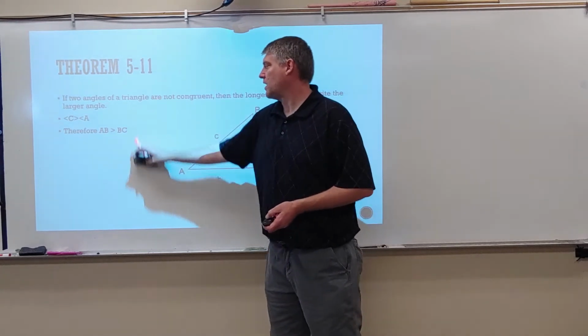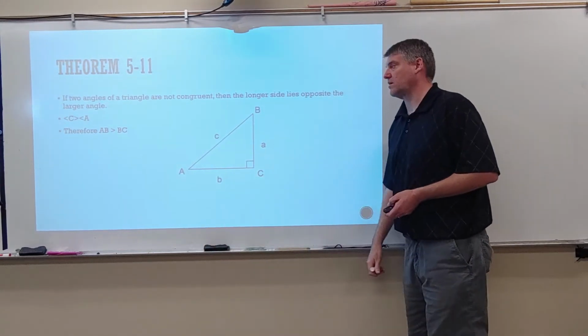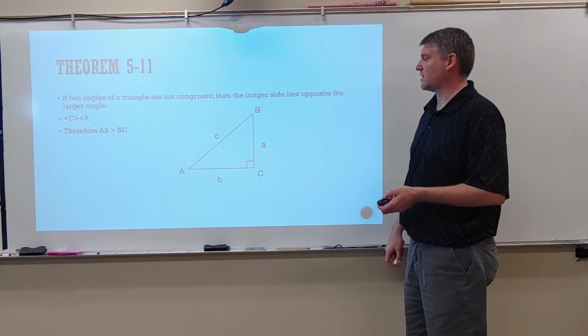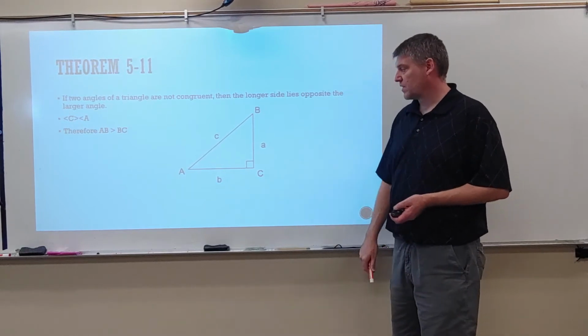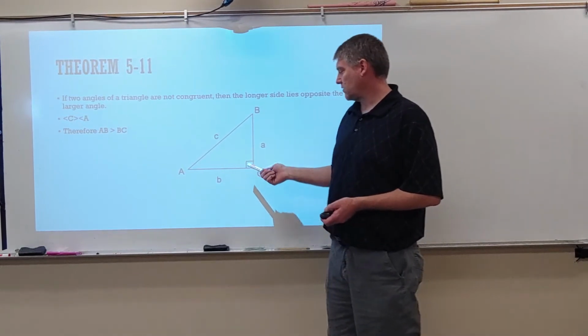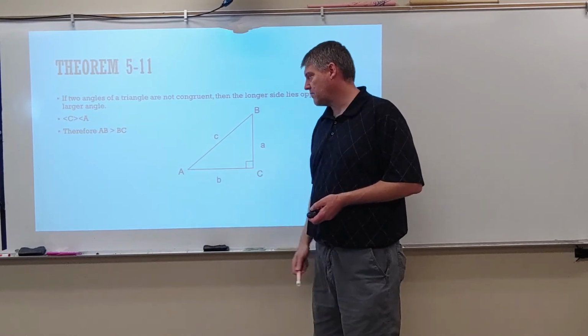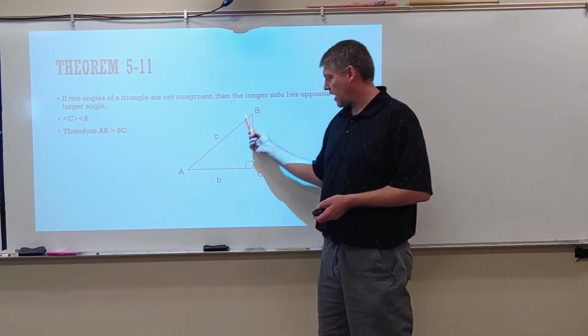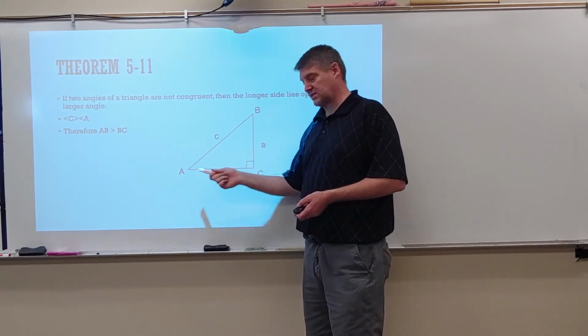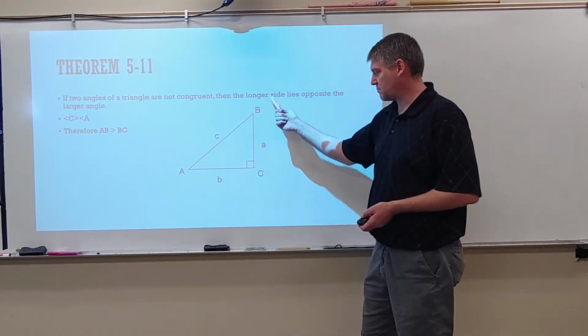Okay. If two angles of a triangle are not congruent, then the longer side lies opposite the larger angle. Okay? So angle C is greater than angle A, right? Therefore, AB, the side opposite C, has to be bigger than BC.